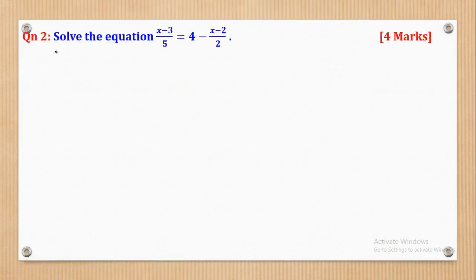Now we shall go to question 2. Question 2 says solve the equation, this equation, and they give it 4 marks. So the first thing to do is to get the lowest common denominator. The lowest common denominator is got from the denominators.